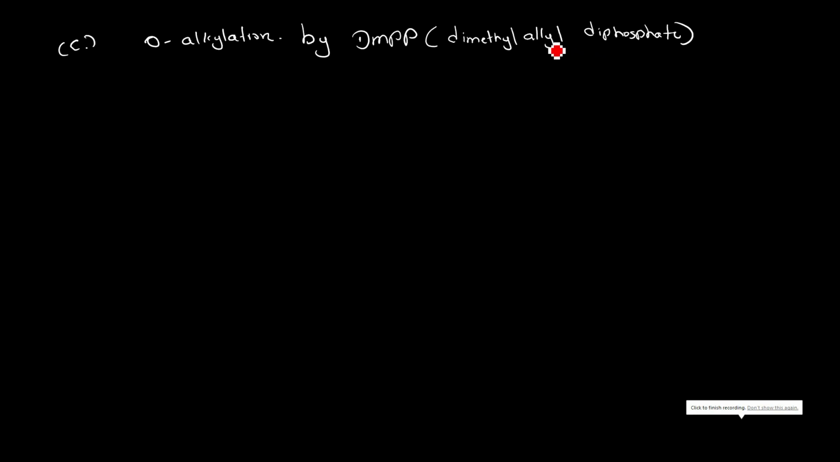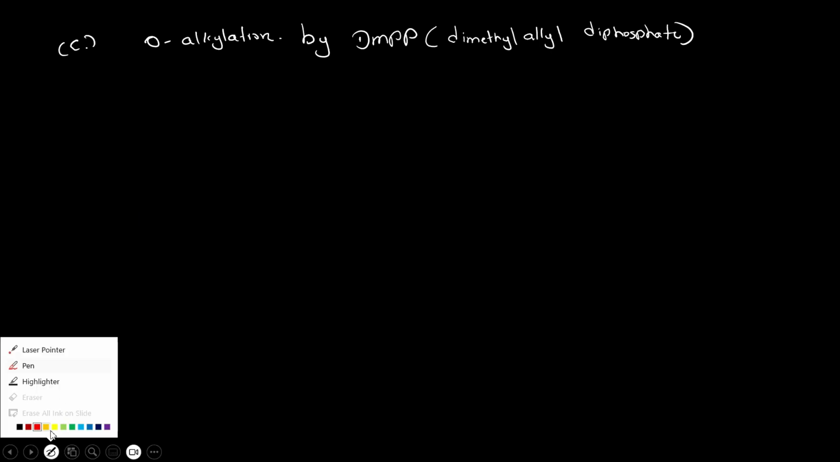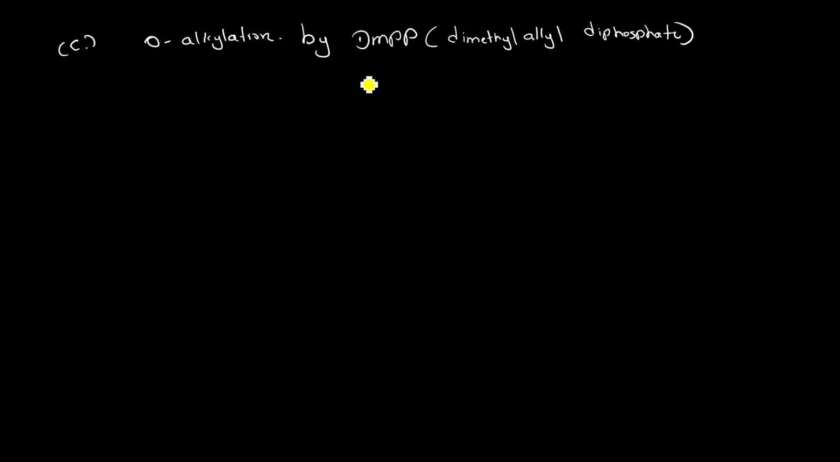So in this video let's talk about another type of alkylation, but in this case we are using DMAPP, right? You may have heard of this molecule. It is not as common as SAM, but again it is a very good reagent when it comes to alkylation, especially O-alkylation.